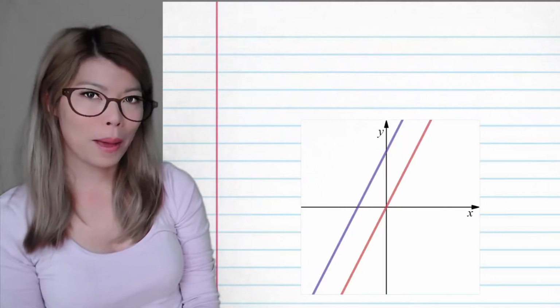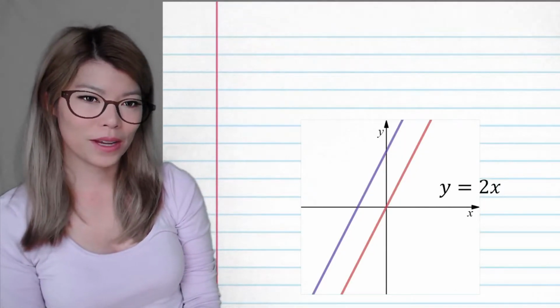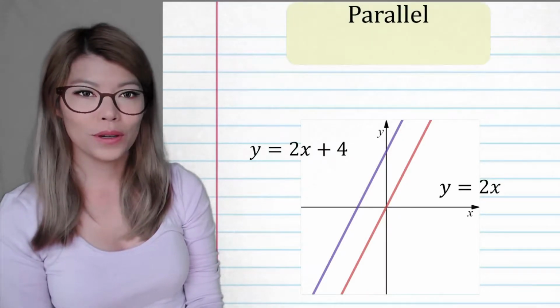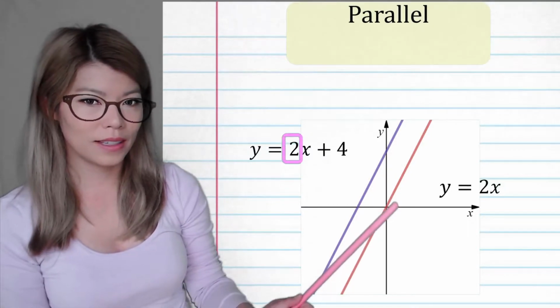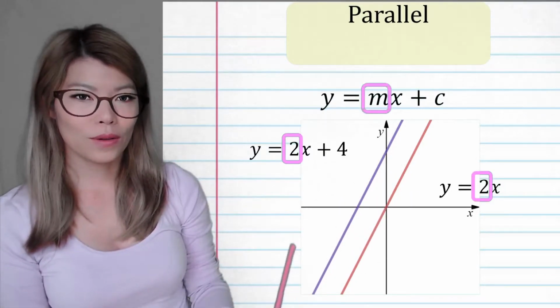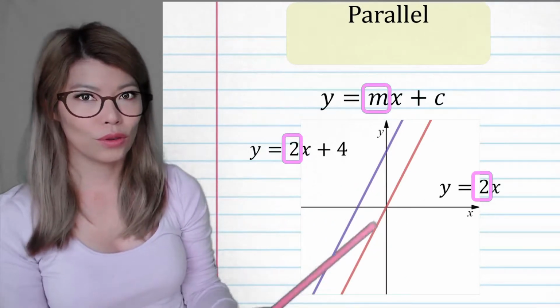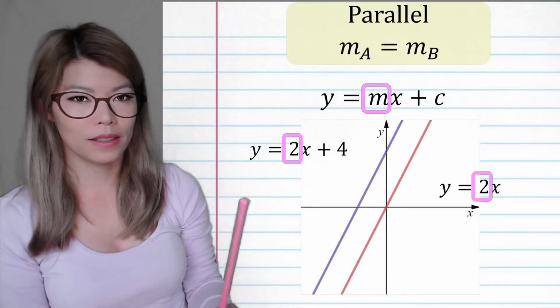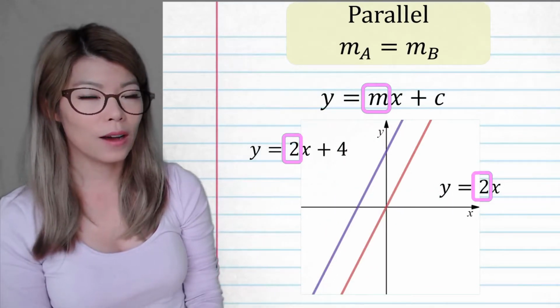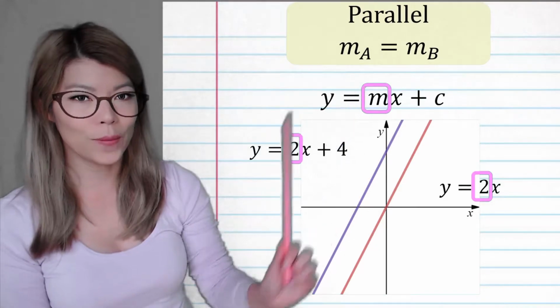Here we have parallel lines. We have the equation y equals 2x and y equals 2x plus 4. We notice that when lines are parallel, the gradients are the same. We might call these gradient 1 and gradient 2, or gradient A and gradient B, so let's call it m of A and m of B. When they're parallel, we say the gradients are equal.